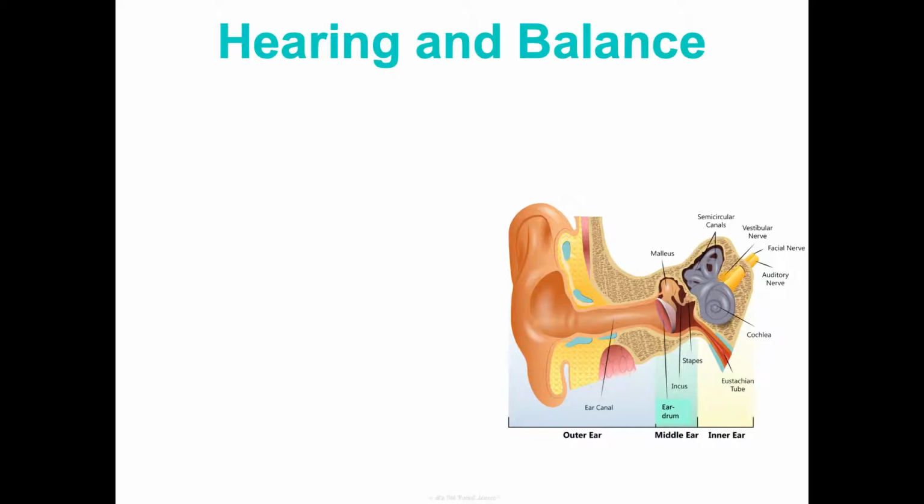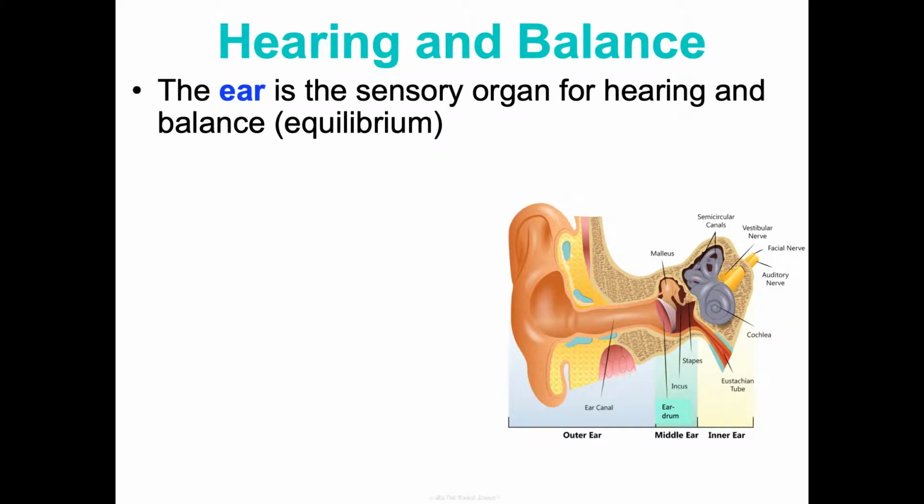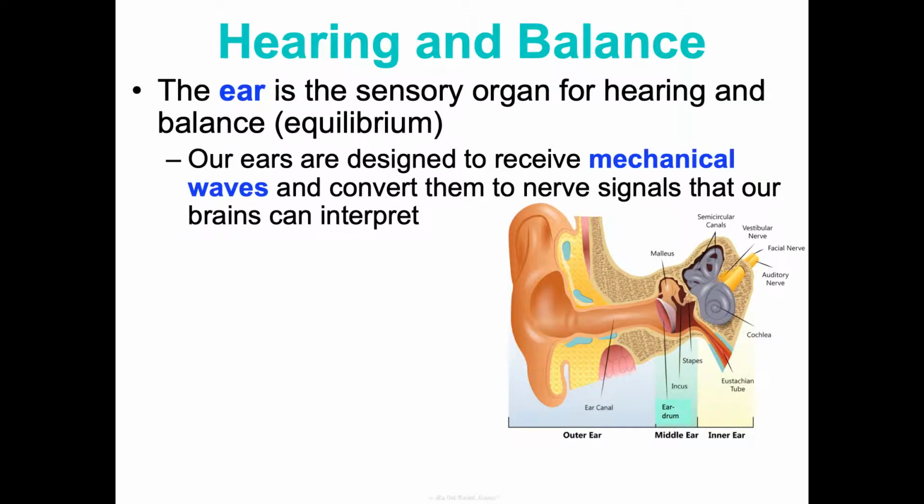All right, last special senses we're going to talk about are our hearing and balance. And the ear is the special sensory organ that does both of those things, hearing and balance, or equilibrium. So we're going to dive into the structure of the ear in the detail that we did the eye. So make sure you're labeling that big body diagram as we go.